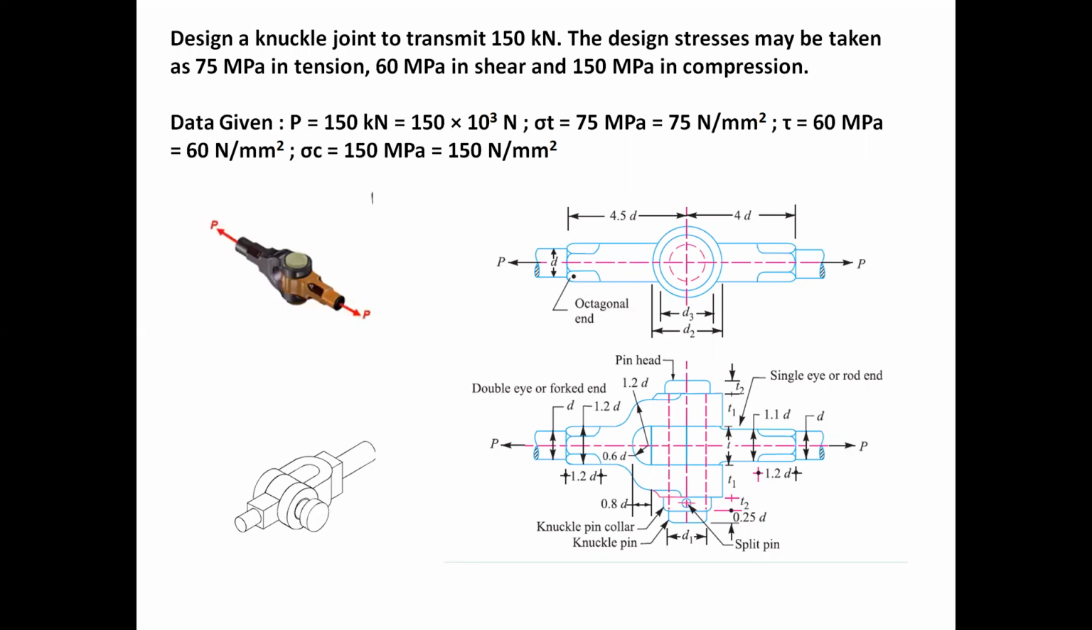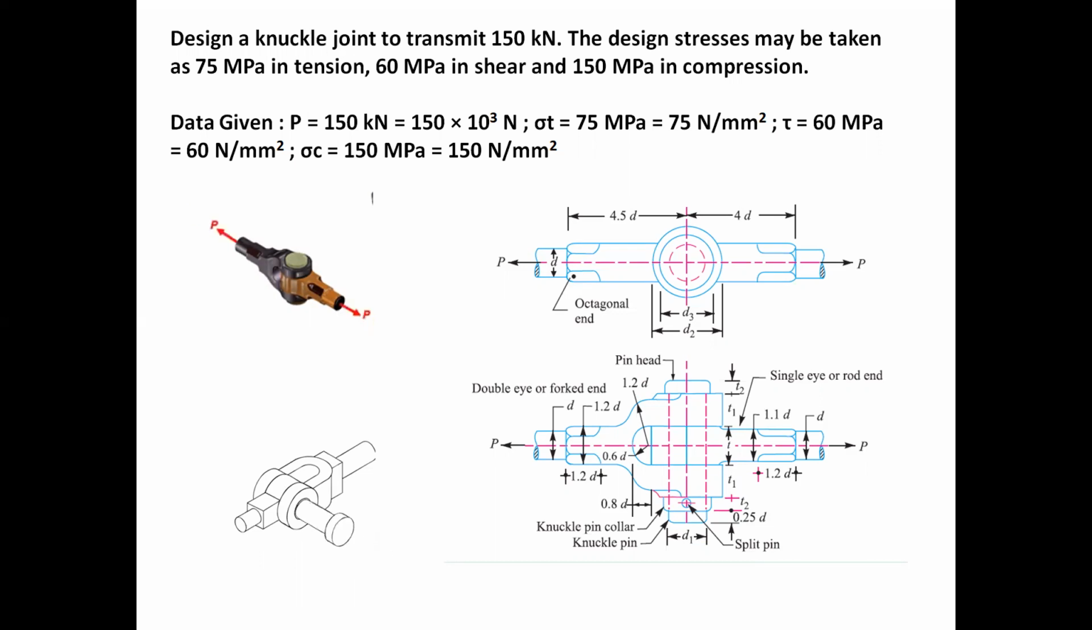In your 2D drawing, you may find that there is a double eye or fork end, single eye and the pin head. One more, the knuckle pin collar, is also shown here, and a split pin which is going to lock this knuckle pin collar, so that whenever there is a rotation of such a knuckle joint, the pin may not fall down. So that is one more locking device that is also given in the figure.